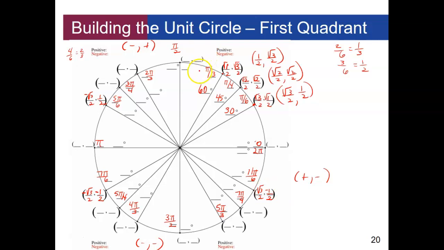Okay, for the pi over 3s, all the pi over 3s have the same coordinates. So I'm going to have 1/2 and the square root of 3 over 2. Here I'm going to have 1/2 and the square root of 3 over 2, and again here. So again, this one will be a negative. Both of these will be negatives. And then the second one will be a negative here.